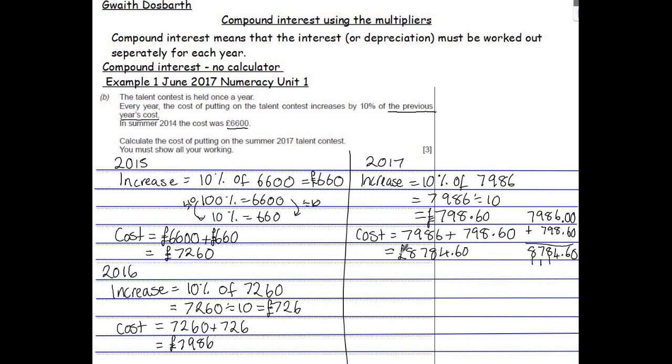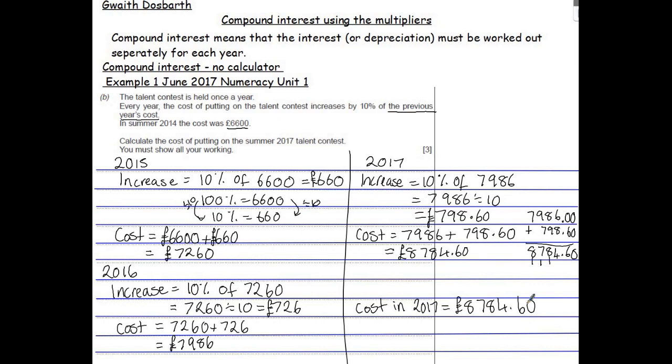So the cost in 2017 was £8,784.60. Make sure that you have answered the question, because sometimes they want the interest and not the amount it was at the end. That is the amount. Calculate the cost of putting on the summer 2017 talent contest. So cost in 2017 equals £8,784.60. Okay, so that's using the skill that you learned from last lesson.